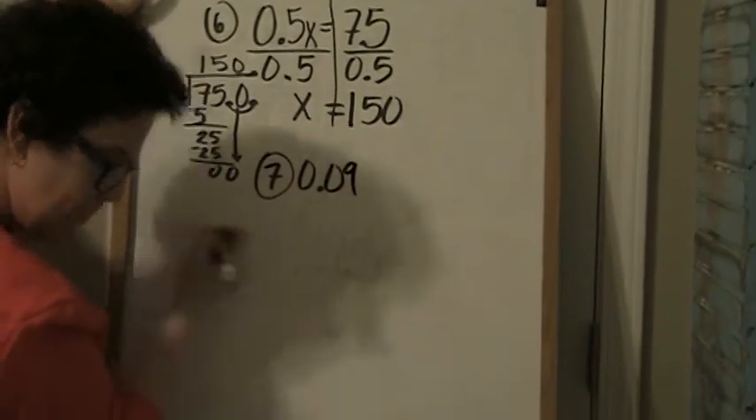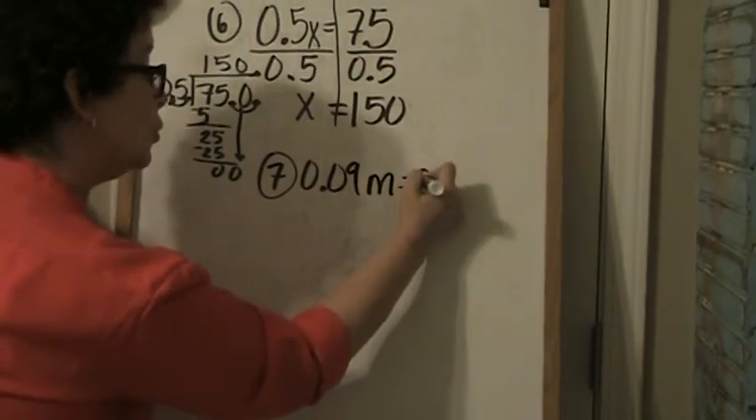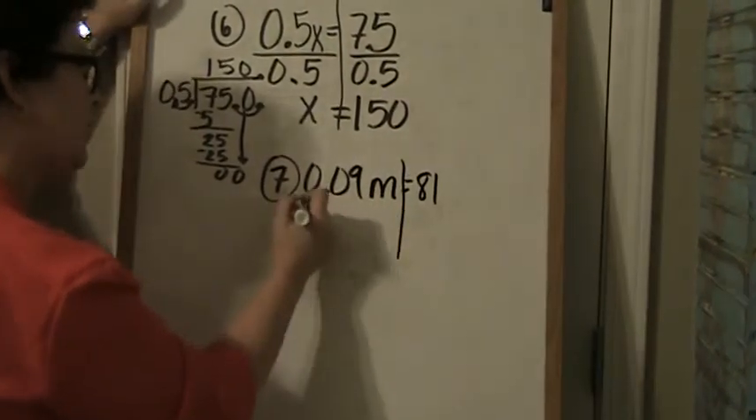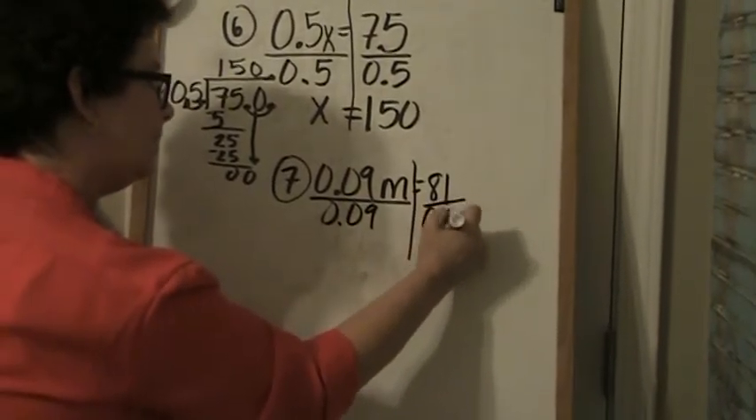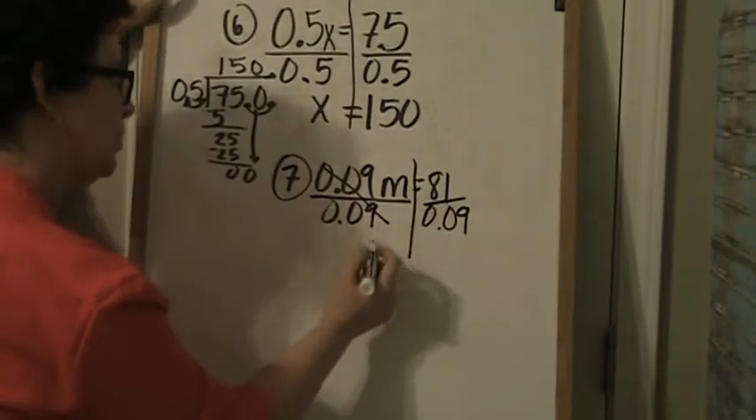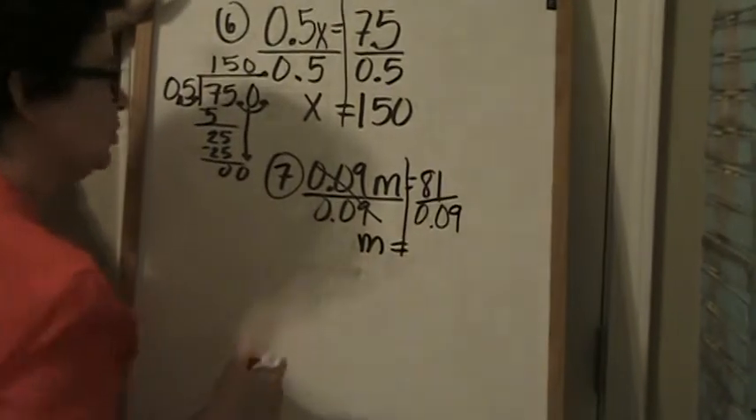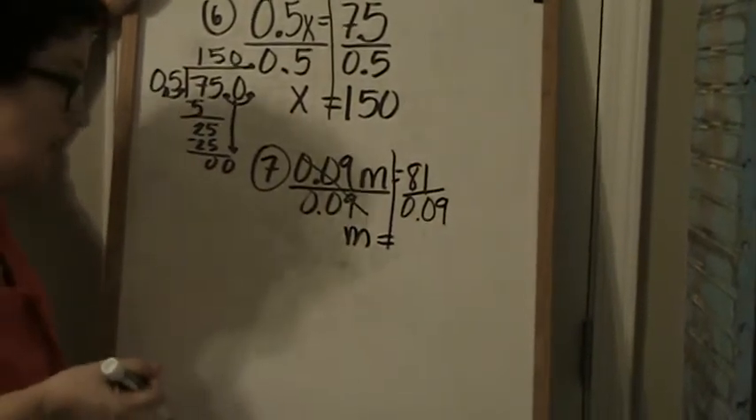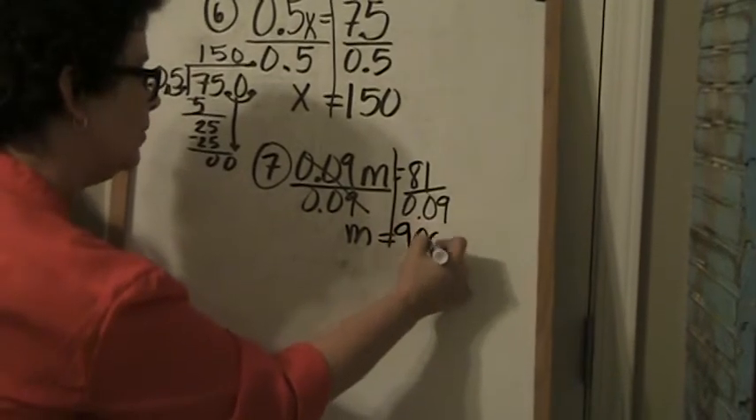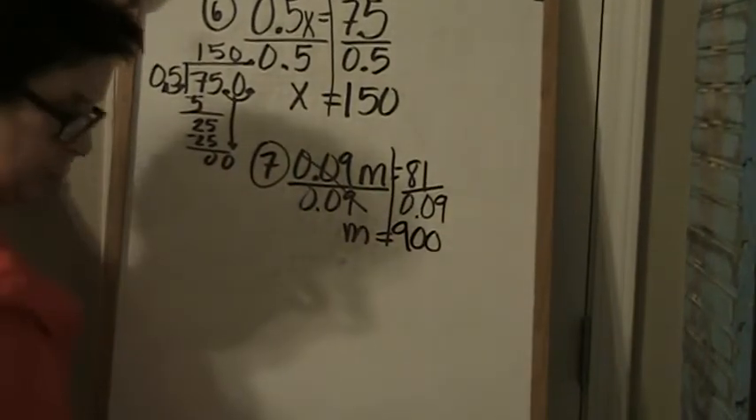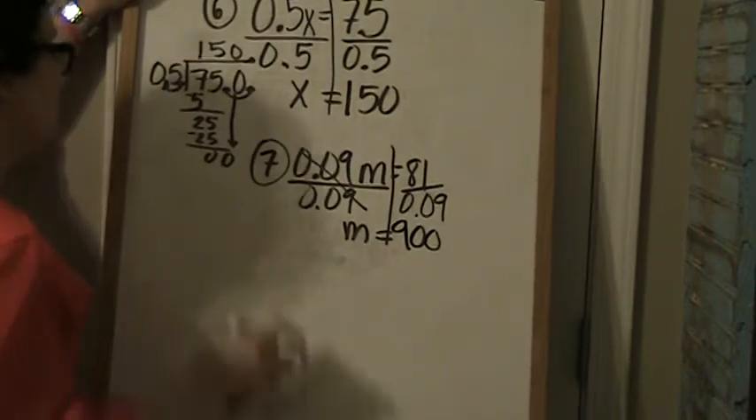Okay, let's do number 7. 0.09 m is equal to 81. Here's another one of our decimals. Divide by 0.09 because it's multiplied. M is equal to, I'm not going to show you how to divide this one. I'm going to assume you know. And your answer is 900, being aware of that decimal point. So that's number 6 and 7.